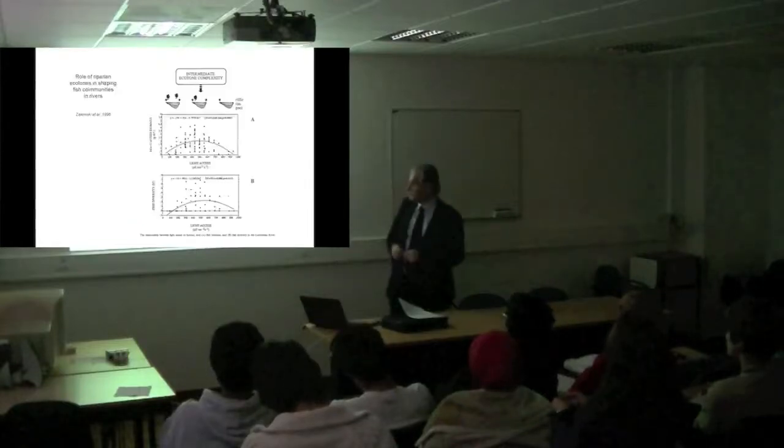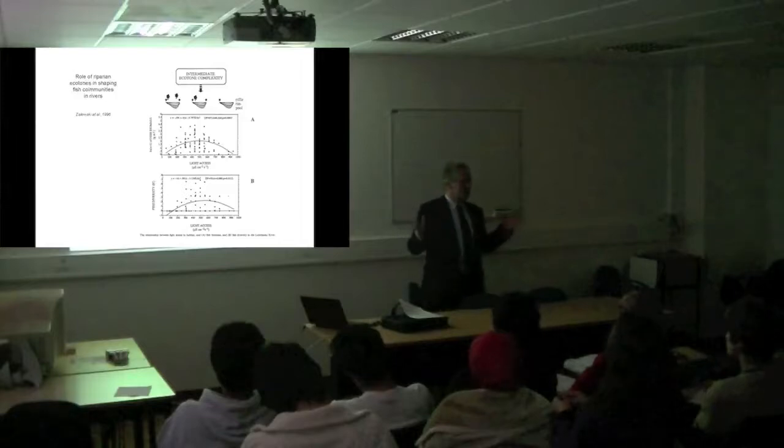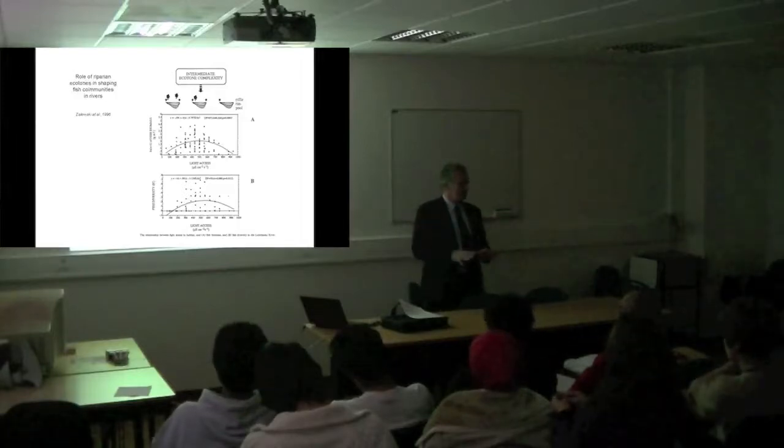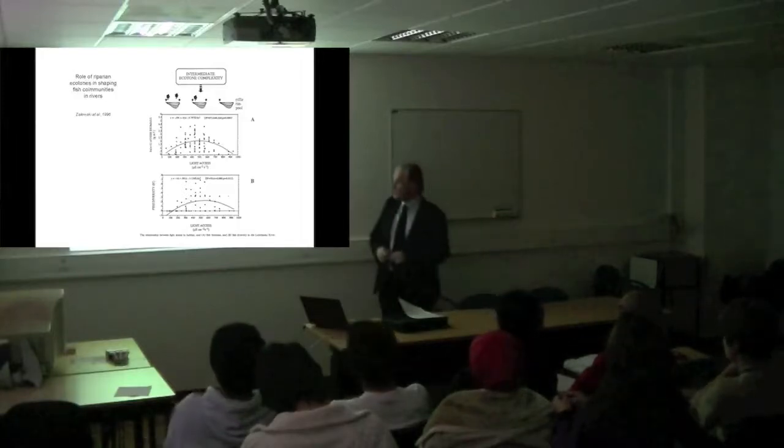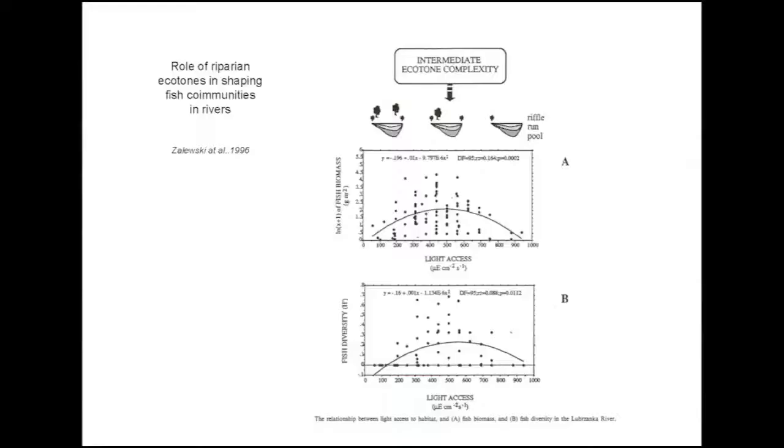Another story. This is against the classic paradigm of river ecology, that the river is an open ecosystem and everything depends on allochthonous matter. We found that, for example, light is a major determinant of productivity and biodiversity, and intermediate complexity of ecotones stimulates the highest fish biodiversity, productivity, and the whole cascade.